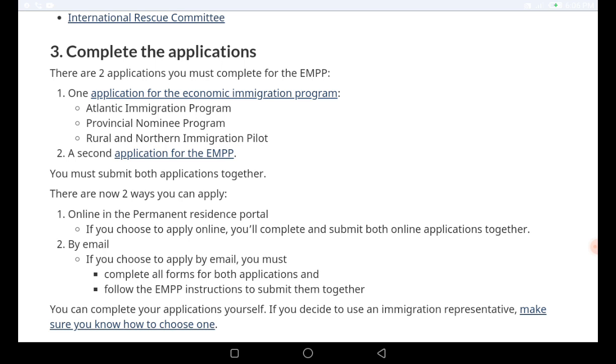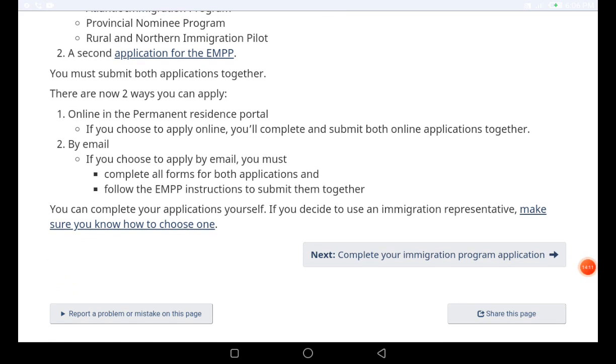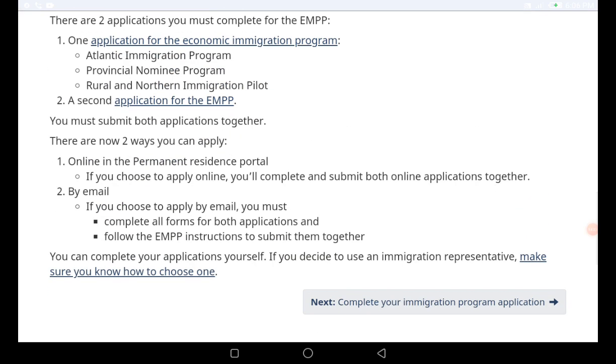Okay, and the second way is by email. If you choose to apply by email, you must complete all the forms for both applications and follow the instructions to submit them all together using email. Here it says you can complete your application yourself. If you decide to use an immigration representative, make sure you know how to choose one. So this is the information I have for you in this video.